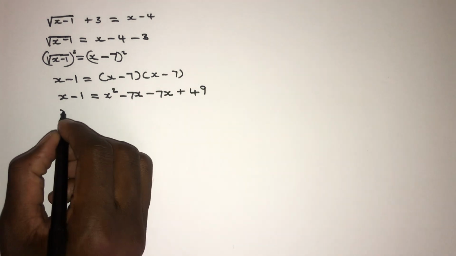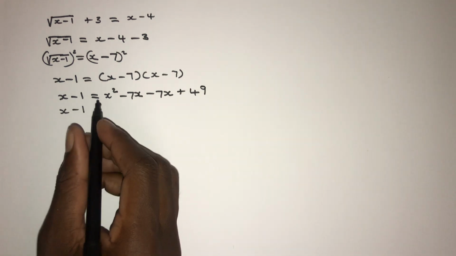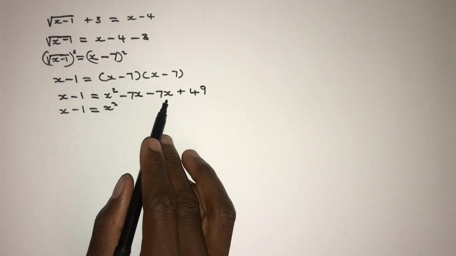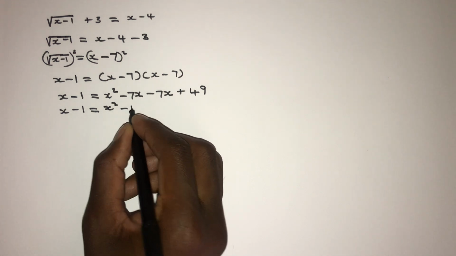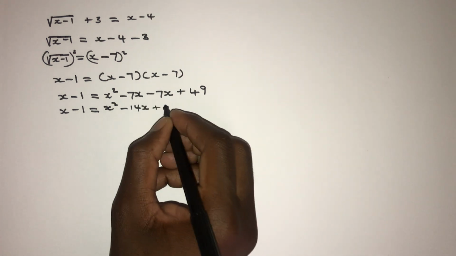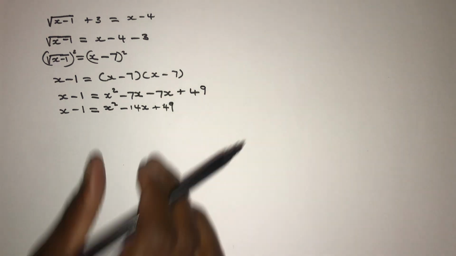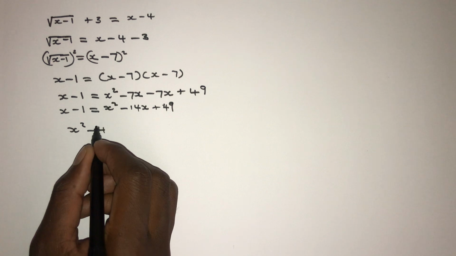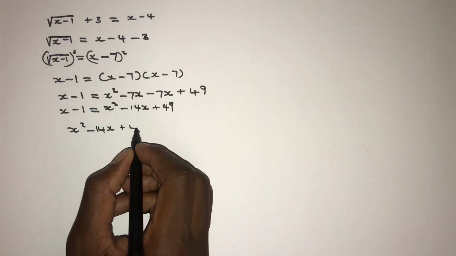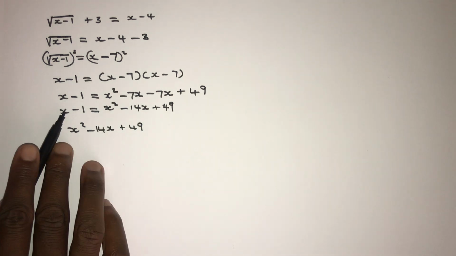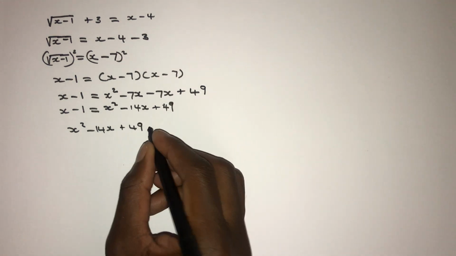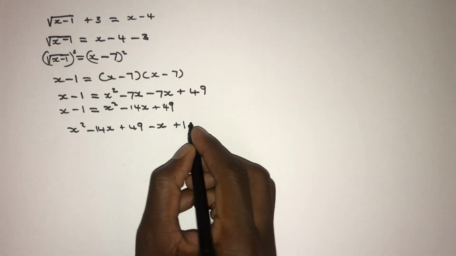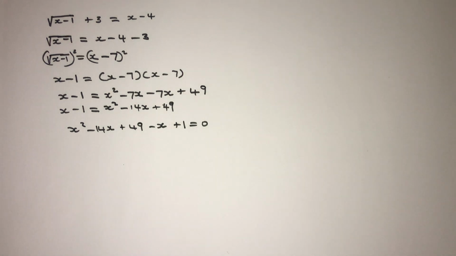Then x minus 1 is equal to x squared. Then minus 7 minus 7, we add. This one's going to give us minus 14x, then plus 49. So let's start with this side. X squared minus 14x plus 49. Then x to join this one is going to be negative x. This one is going to be positive 1. Then we equate to 0.